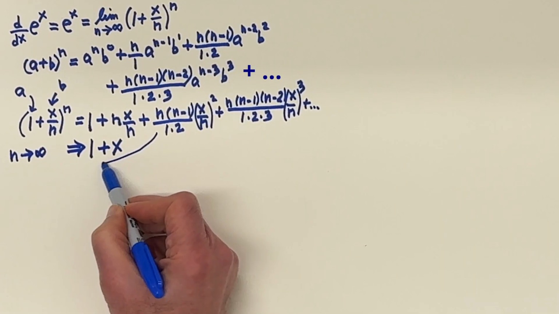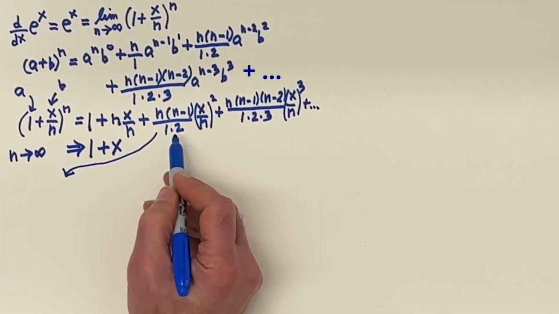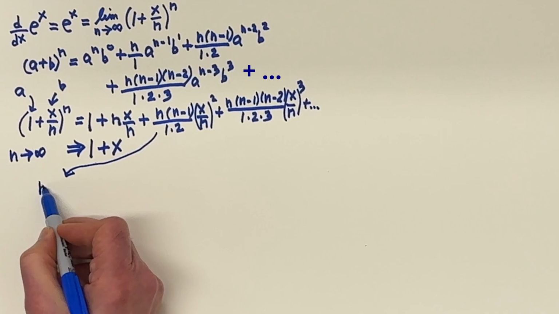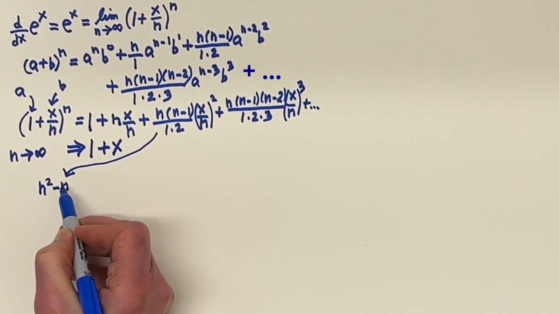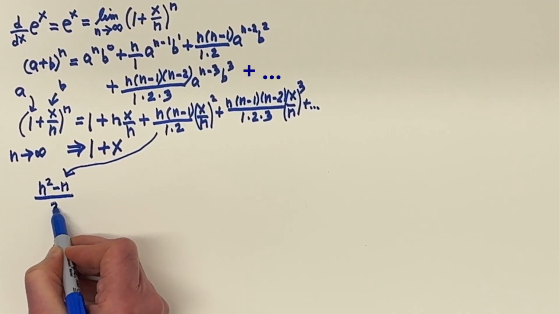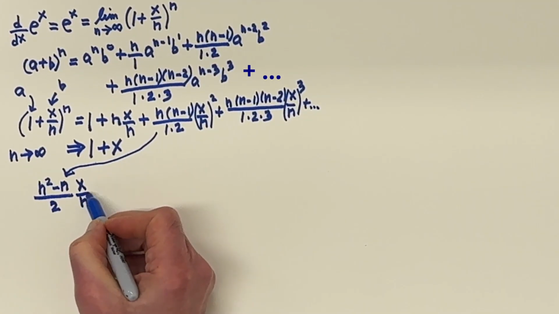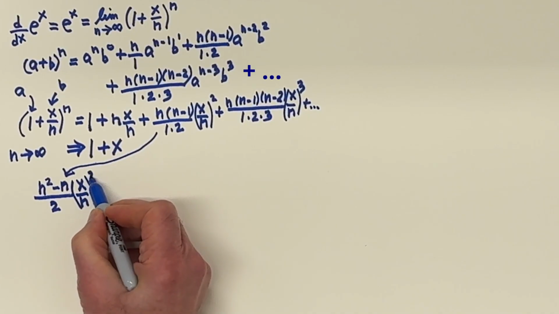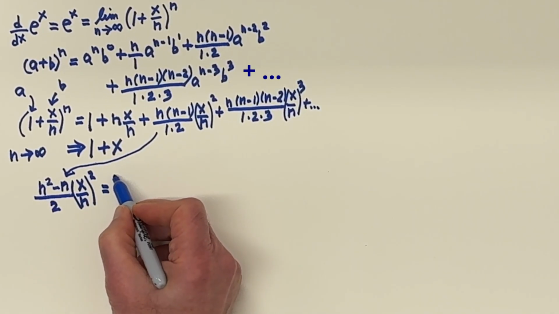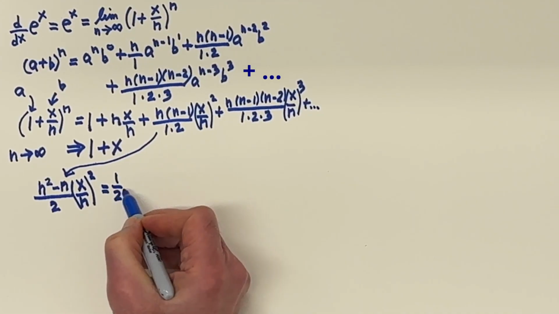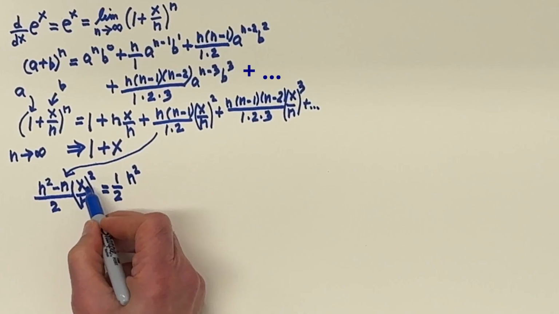Now what about this one? Let's look at this one. Well, I'm going to work this out. This is n times n minus 1, which is going to be n squared minus n, over 2. And this will be x over n squared. So let's look at that term. And here, you're going to have a 1/2. You're going to have n squared over n squared.